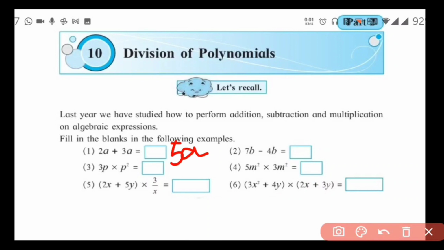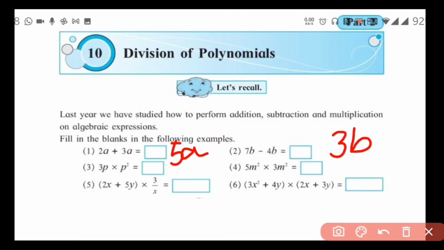2a plus 3a will be 5a. A we write one time. That is, variable should be written one time. Common variable should be written one time in addition. Same thing we do in the subtraction also. As you all can see in the second sum, 7b minus 4b is there. That means same or common variable is there, that we write one time b. And 7 minus 4 we have to do. We have to subtract the coefficient. 7 minus 4, answer is 3. So that means what? 7b minus 4b is 3b. So in this way we do addition and subtraction.